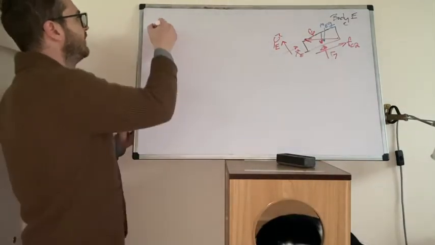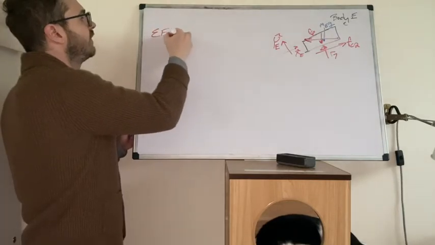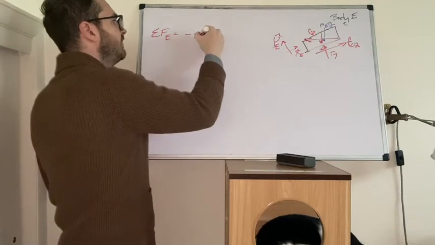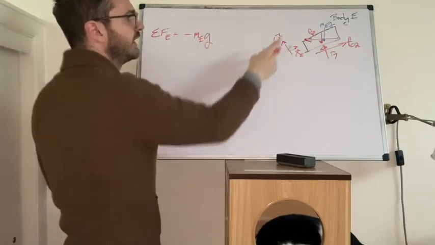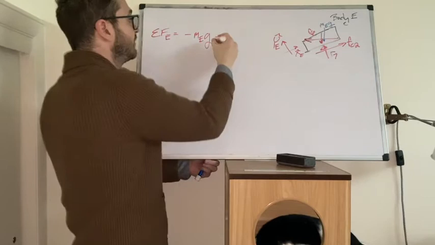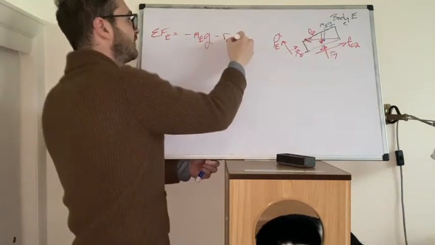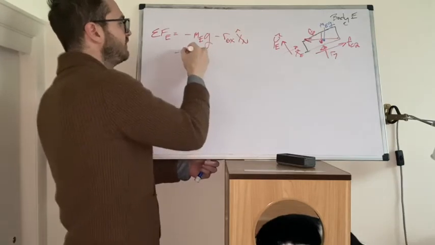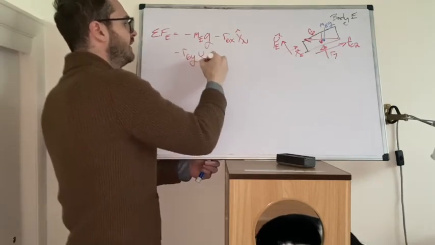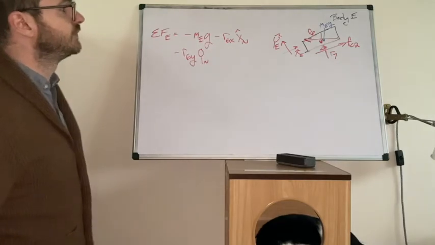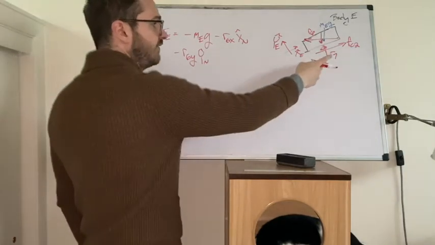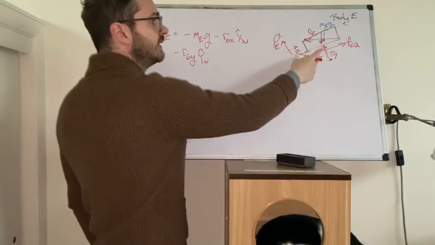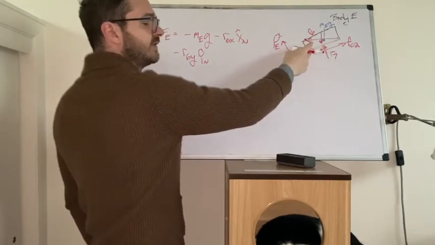Okay, sum of forces on E. Let's bring in gravity, minus MEG. We can bring in reaction set R6. These are negative, so minus R6X in XN, minus R6Y in YN. Next, R7. So R7 is normal, right? It's not in the Y hat N direction. It's a function of the geometry of the surface.